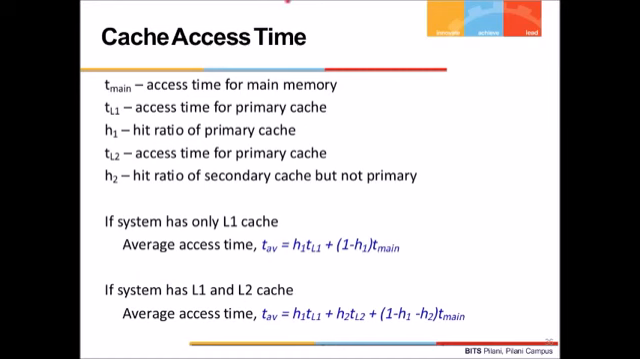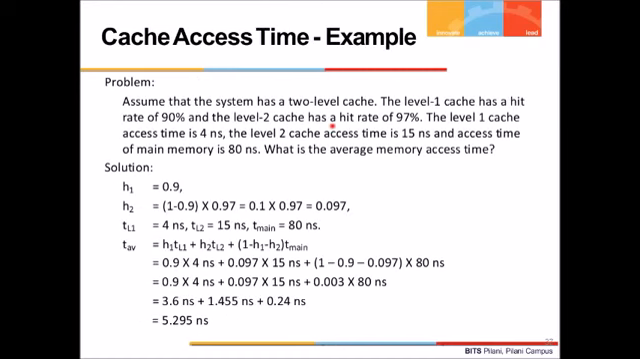Let us take an example. In this example, there are two levels of cache. The L1 cache has a hit ratio of 90%, and the L2 cache has a hit ratio of 97%. The L1 cache has an access time of 4 nanoseconds, the L2 cache has an access time of 15 nanoseconds, and the main memory access time is 80 nanoseconds. So what is the average memory access time?